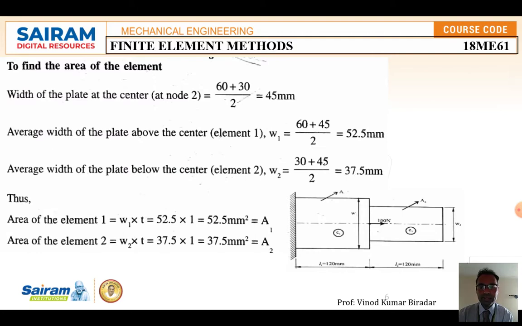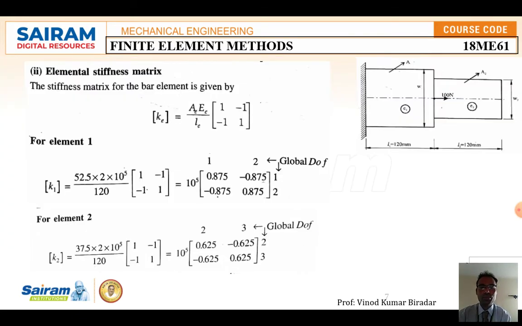Now we know the area. Young's modulus is given, length is also given, then go for applying the procedure. Same procedure. Since it is a 2 bar element, how many nodes are present? 3 nodes are there. This is node number 1, node number 2, node number 3. So the element stiffness matrix is equal to what? The stiffness matrix for the bar element is normally given by K is equal to AE by L, [1 -1; -1 1].